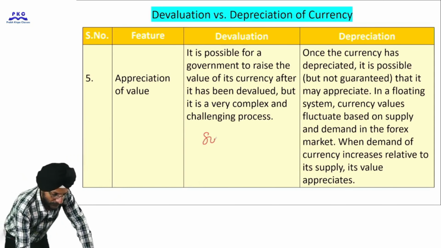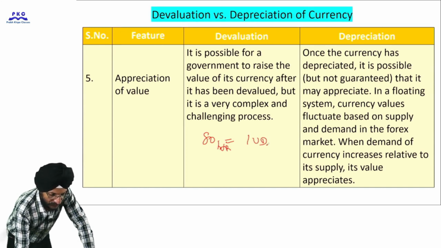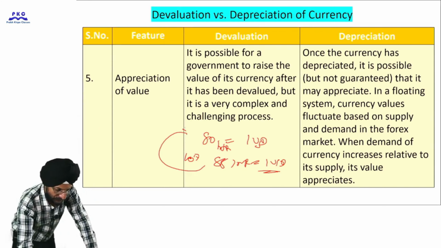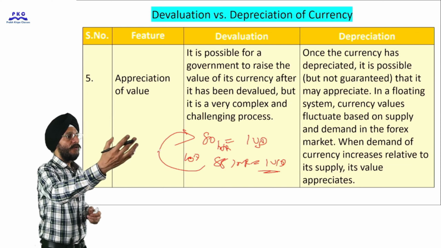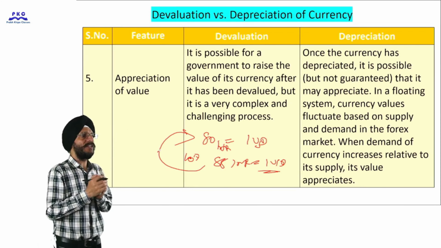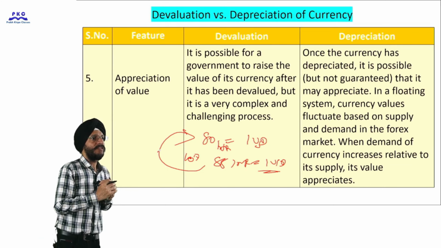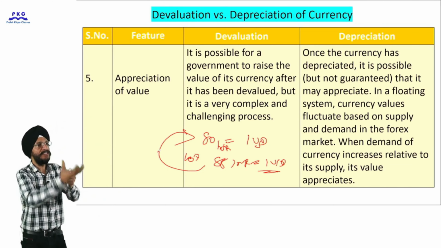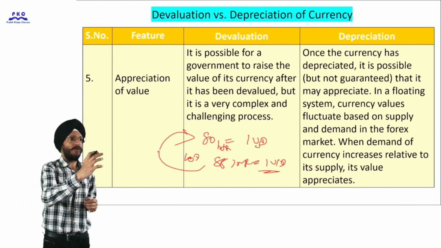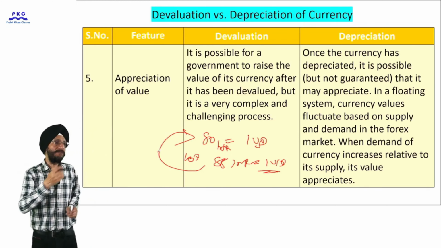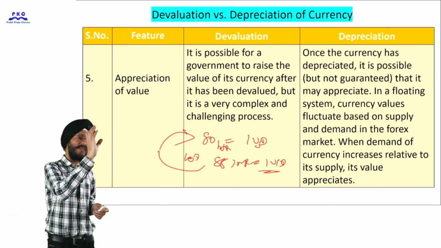That is, if today 80 Indian rupee are equal to 1 US dollar, and there was a 10% reduction and 88 Indian rupee was equal to 1 US dollar. But after some months, the government decides to reinstate that original position. It wants to increase the value to 80 Indian rupee equal to 1 US dollar. It may not be as simple. It is not possible to increase the value of the currency in one shot. To devalue is simple. To increase the value is not as simple. It is a challenging process.